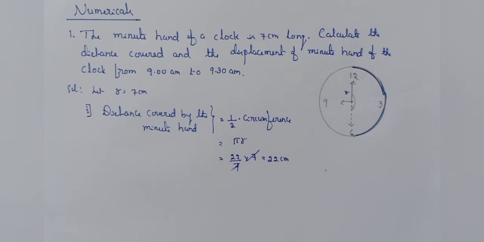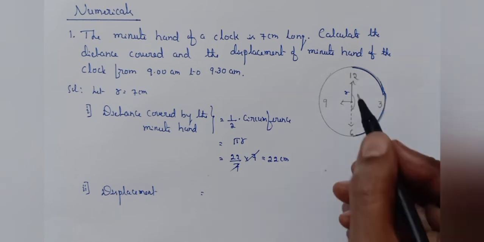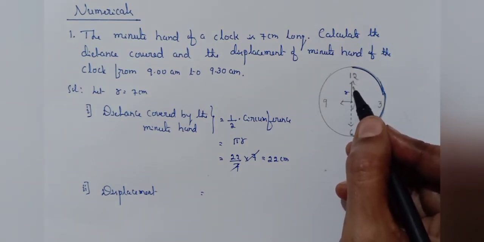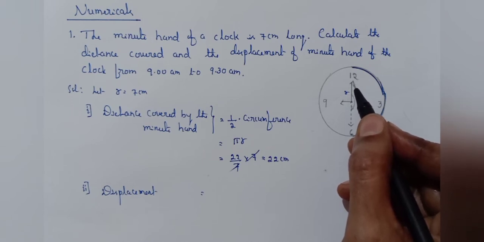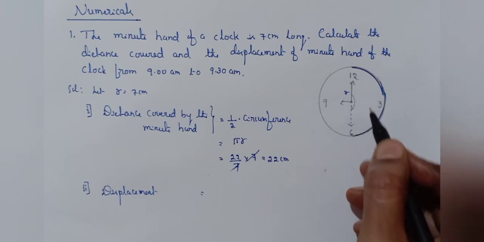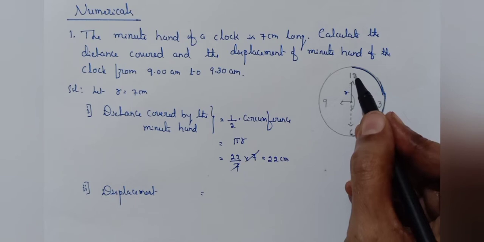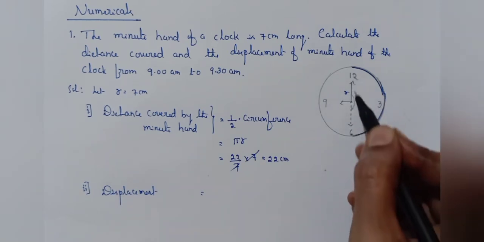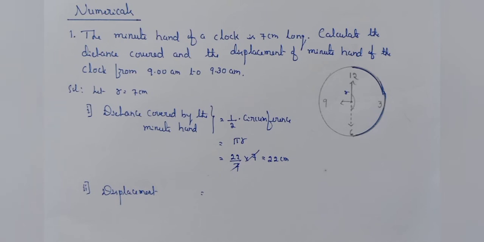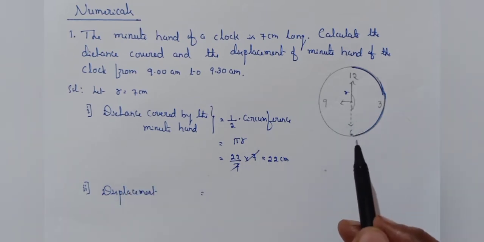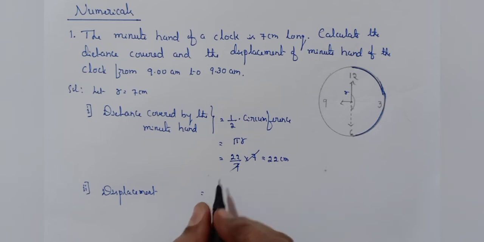And the next, find out the displacement of the minute hand. See, initially the position of the minute hand is at 12 o'clock, that is, at 9 AM the initial position of the minute hand is 12. At 9:30 the final position of the minute hand is 6. So the distance between the initial position and the final position is nothing but the diameter. So the displacement of the minute hand from 9 AM to 9:30 AM is the diameter of the circle.